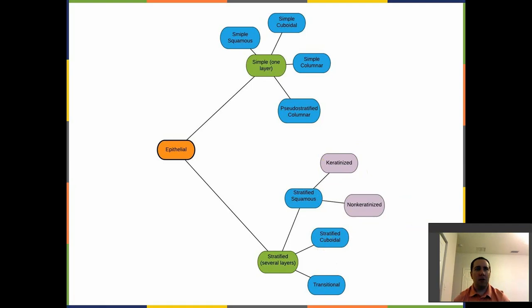Keratin is a protection protein. You're going to find that on your skin. Non-keratinized is not as protective, and so it's going to be in places like your mouth where you don't need as much protection. You'll see and you'll learn more about keratinized versus non-keratinized when you do the tissues lab.